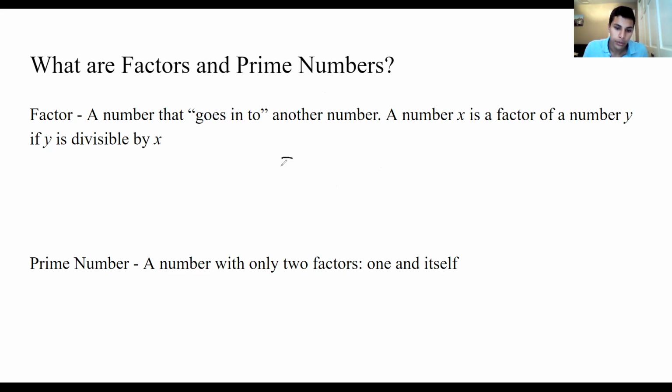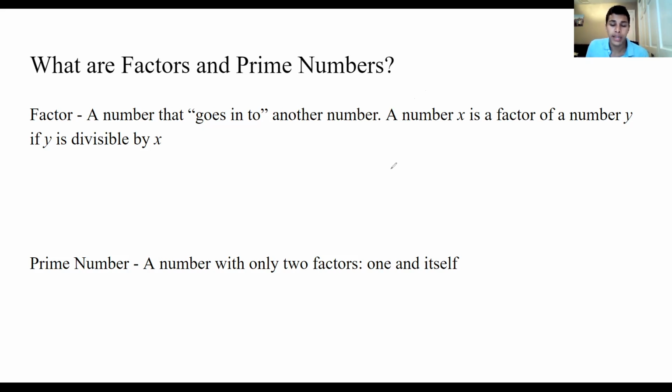If I had the number 385,000, even if I didn't know what any of the factors of this were, I could automatically say that 1 and 385,000 are factors of 385,000. But there are some numbers that only have those as factors. So let's look at one example.